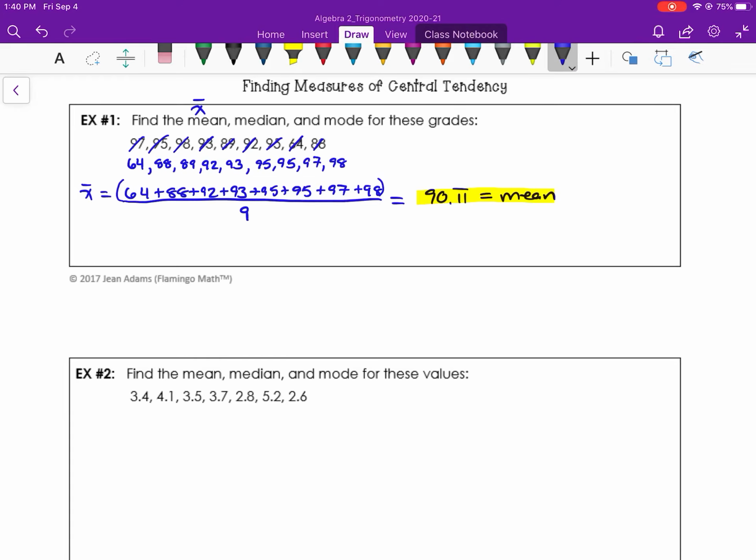Alright, then our median is just the middle number in the grouping. So if you don't have a middle number, you take the average of the two middle numbers, and then that's what your median is. So since we have an odd number set of 9, the middle number will be 5. So our fifth one, we got 1, 2, 3, 4, and 5. So 93 is our median.